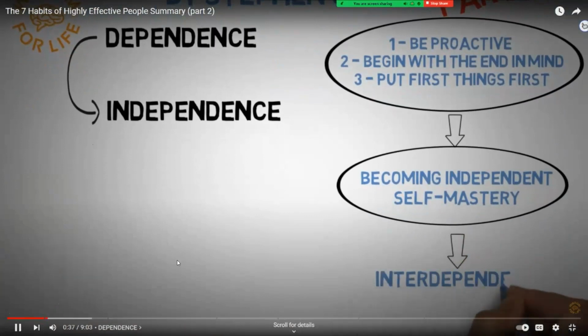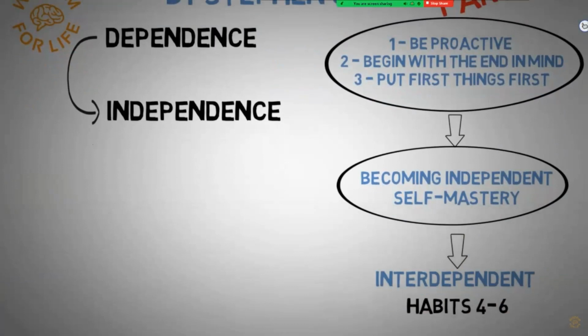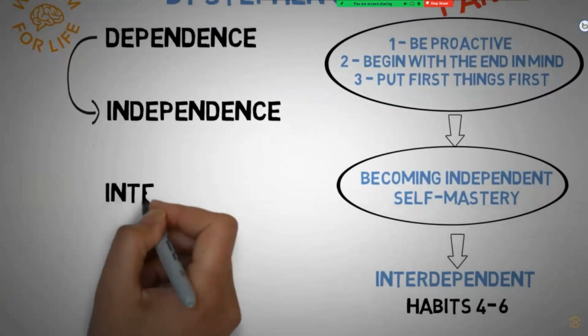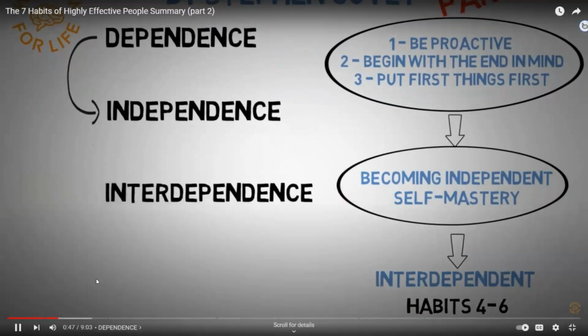Again, interdependence is the highest level of what Stephen Covey calls the maturity continuum. The maturity continuum consists of 3 levels: dependence, independence, and interdependence. Dependence is like the relationship between.